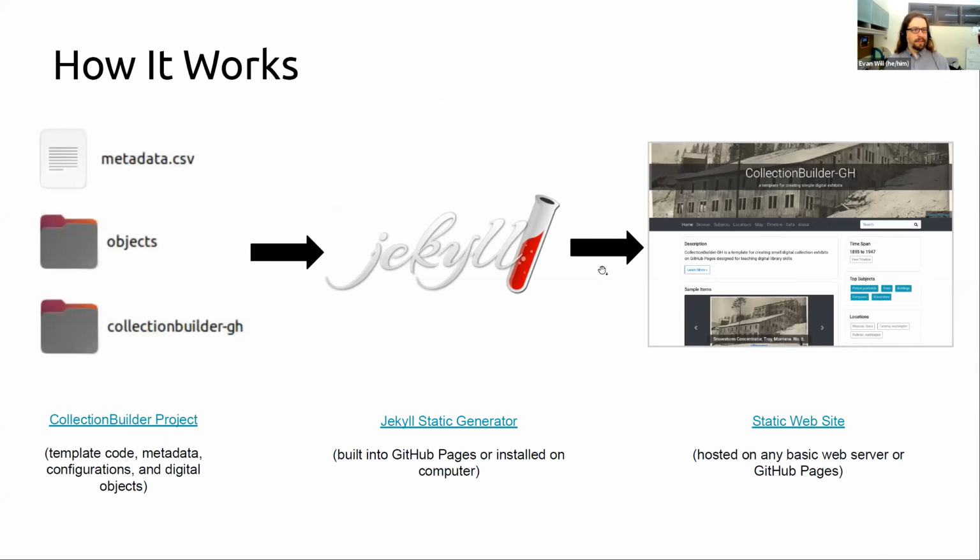And just to reiterate this, you saw this in action yesterday, but you're going to have your metadata, you're going to have your objects, and then you're going to have the CollectionBuilder template. And then Jekyll is the static site generator that's going to knit that all together, pull all those parts. And yesterday, Jekyll was not on your own computer, that was on GitHub Pages build. So they're doing that for you, but they're using Jekyll to generate your final digital collection website.